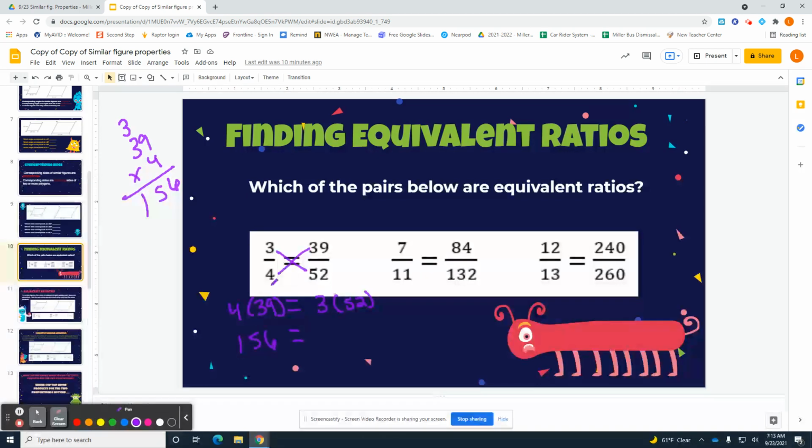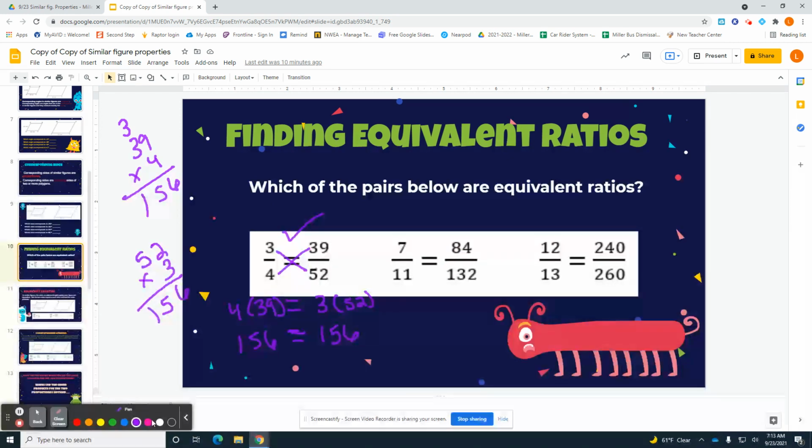So now let's try it with 3 times 52, not 352. So 52 times 3. 3 times 2 is 6. That's correct. And 3 times 5 is 15. I was getting ahead of myself. Sorry, guys. So that gave us 156. Did we get the same for each? Yes, so that means they are equivalent ratios. So this one checks out.